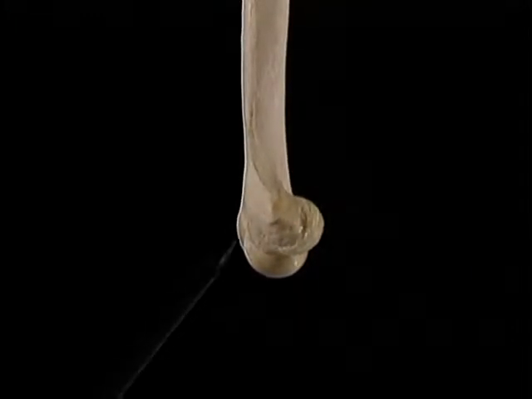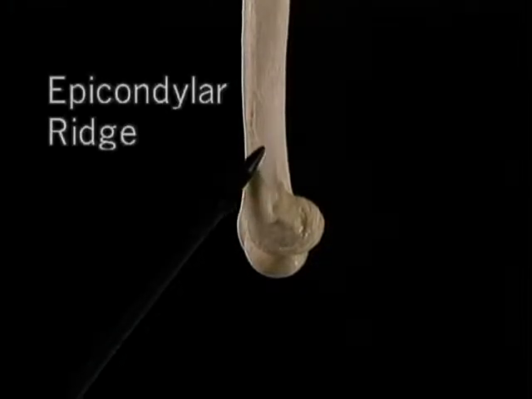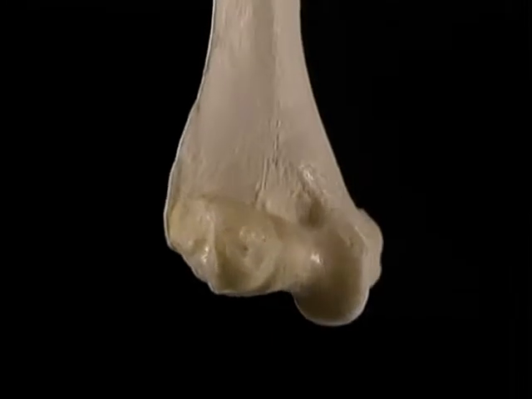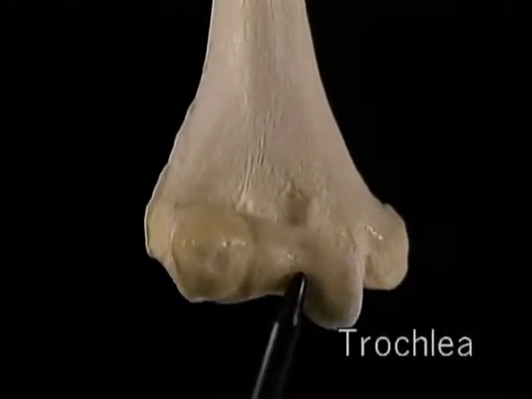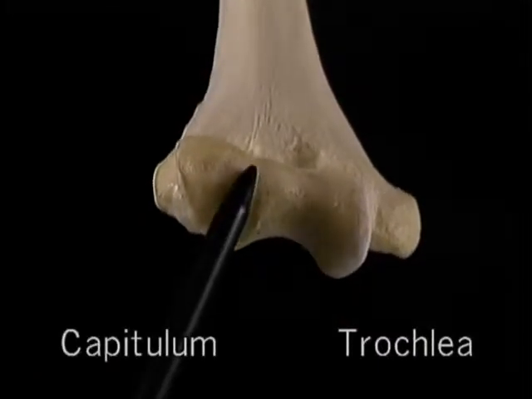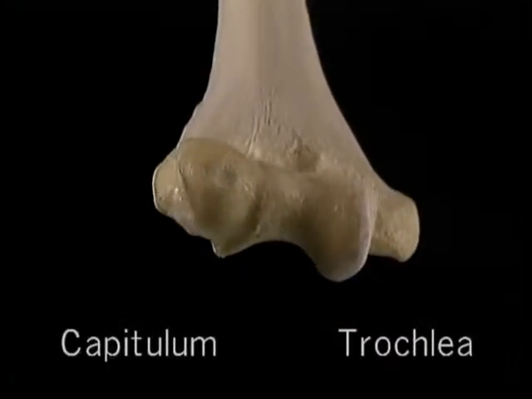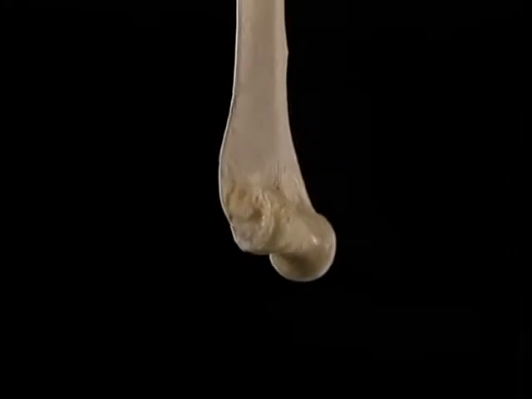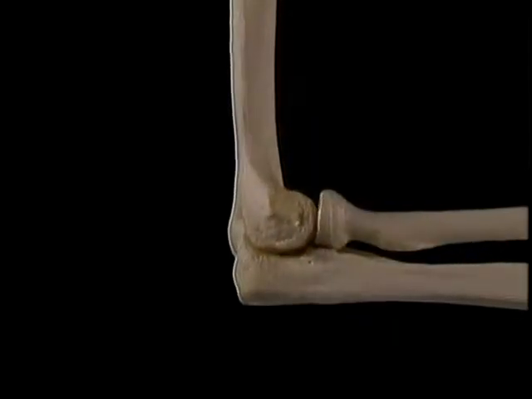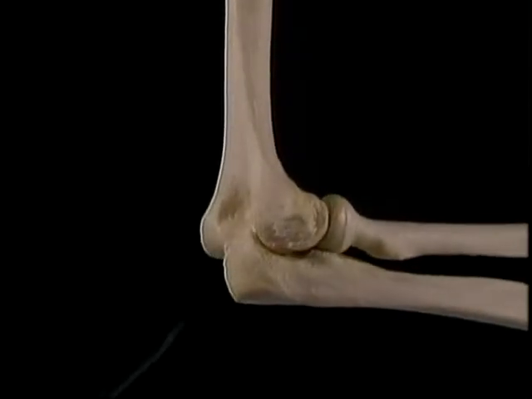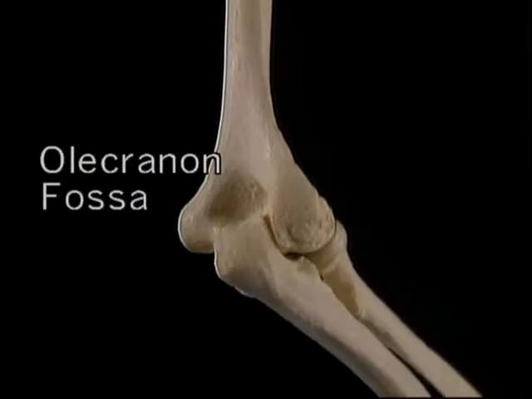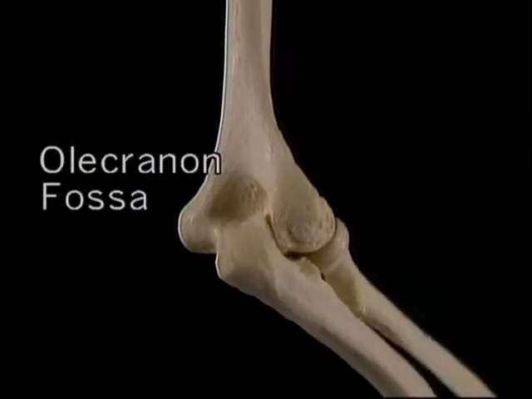Above each epicondyle is a ridge, the epicondylar ridge. Here's the lateral one. The articular surface is in 2 parts. The pulley-like trochlea articulates with the ulna. The rounded capitulum articulates with the radius. Now we'll add the radius and the ulna to the picture. The big hollow on the back of the humerus, the olecranon fossa, accommodates the end of the ulna, the olecranon, in full extension.